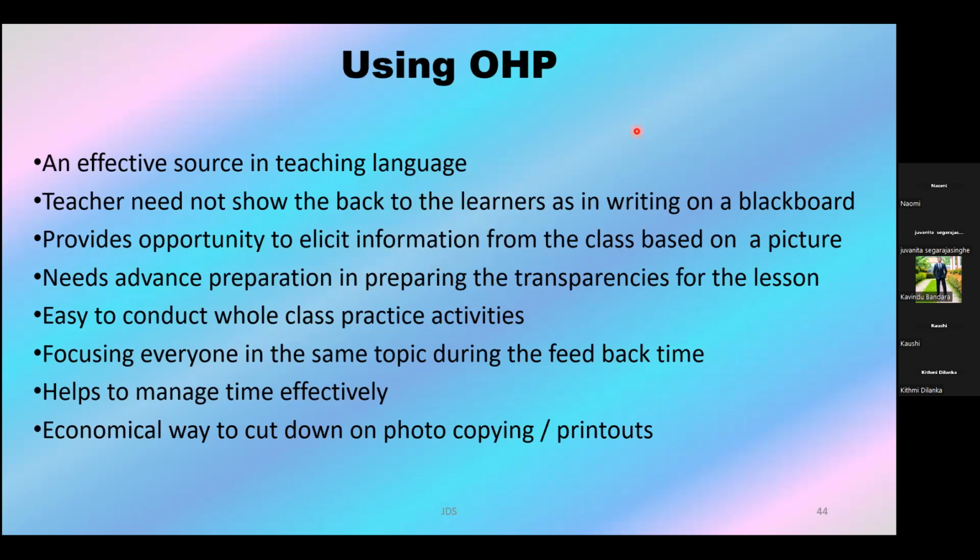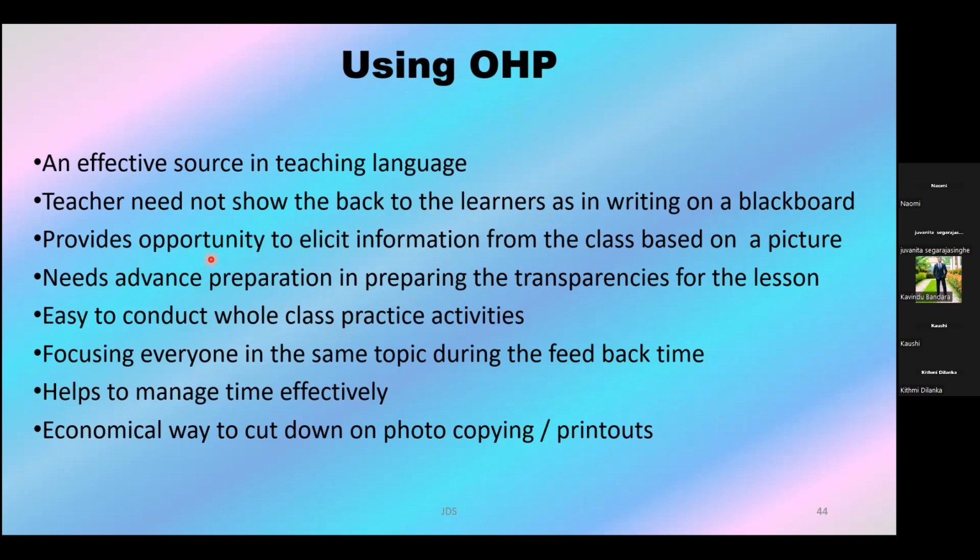The main advantage is to monitor the learners, take control of the class, and maintain discipline. If the OHP is being used, all those can be easily handled. The teacher doesn't have to use the blackboard, so direct eye contact can be maintained with the learners. Also, it's a very good method to display pictures or even language prompts like words and phrases.